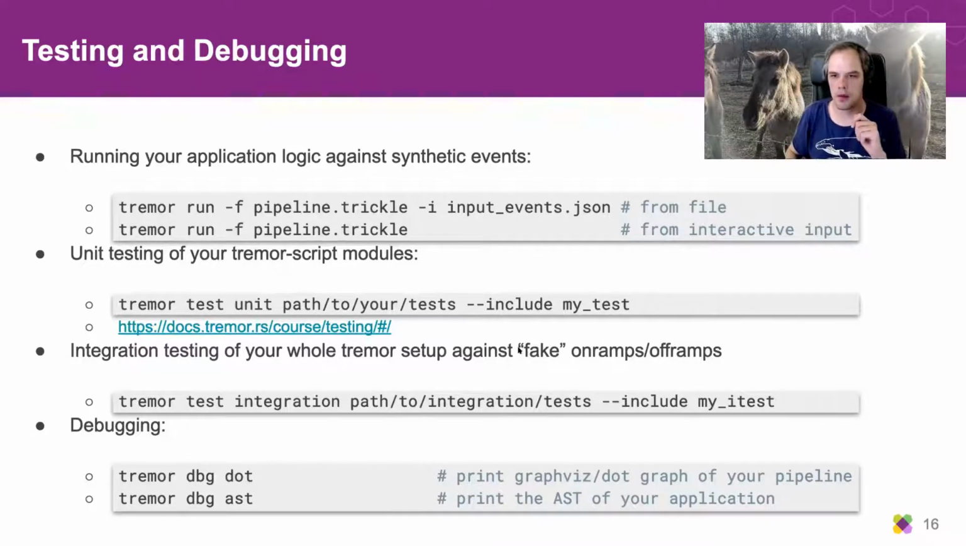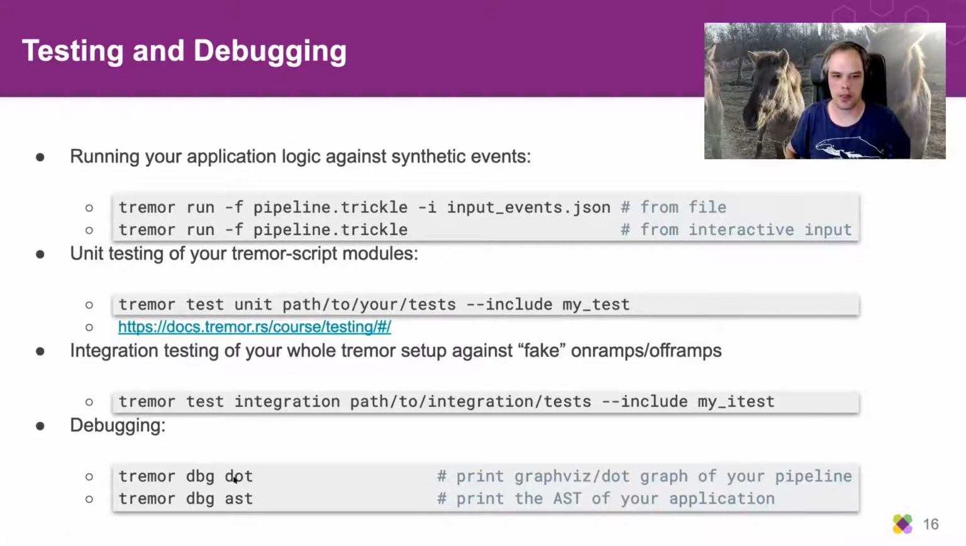And you kind of play this against some fake on-ramps, like loading your JSON from a file and outputting it to stdout and then asserting on the output. And so this is all built into Tremor, and you can use this.